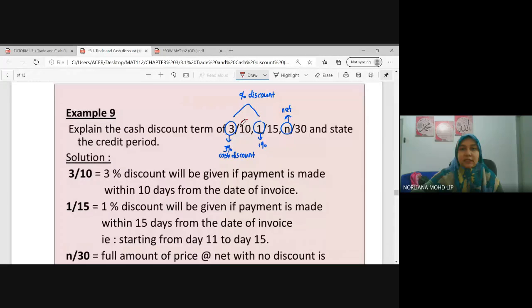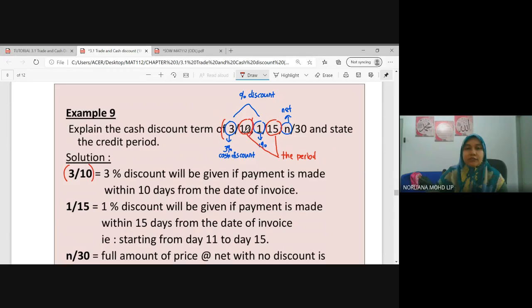And the second number, 10 and 15, represents the period of payment, tempoh bayaran tu. For example, if the payment is made within the 10 days. Cerita kat sini 3/10 kan? Kita baca satu-satu lah.